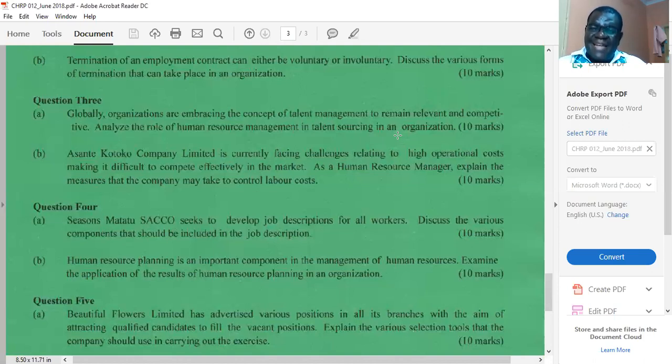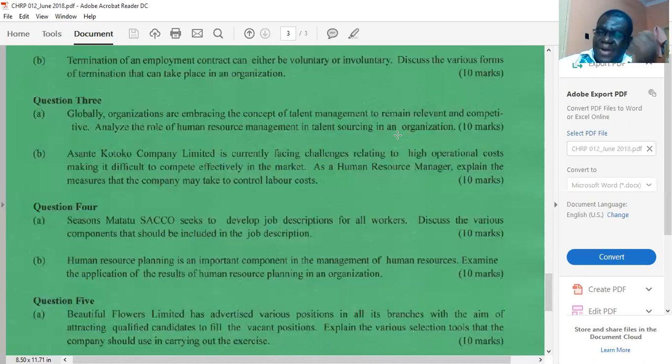So how did I describe talent last time? Talent is just not any employee. The top, the best, the cream that you want to attract to join your organization.